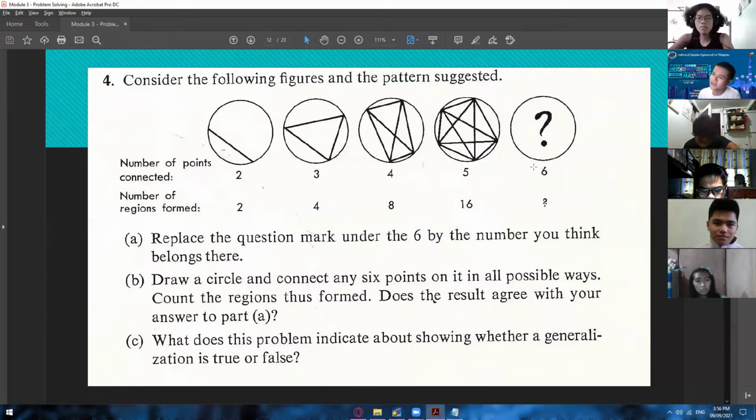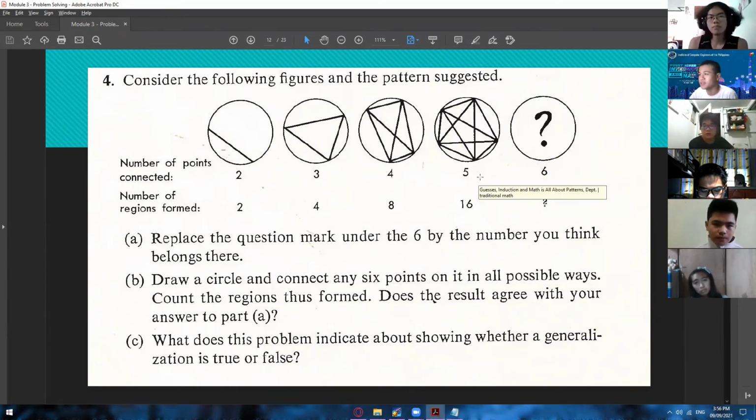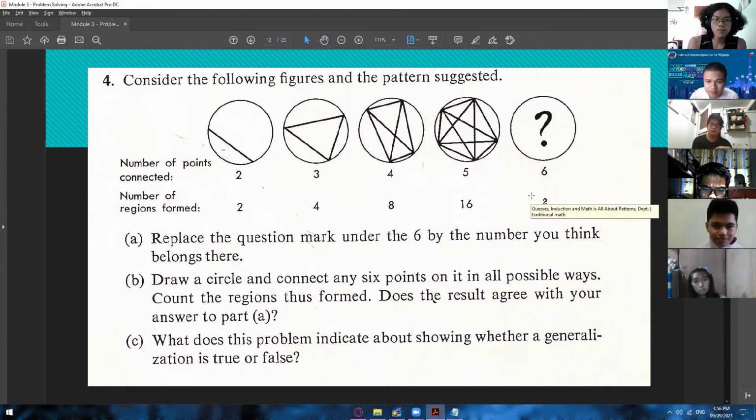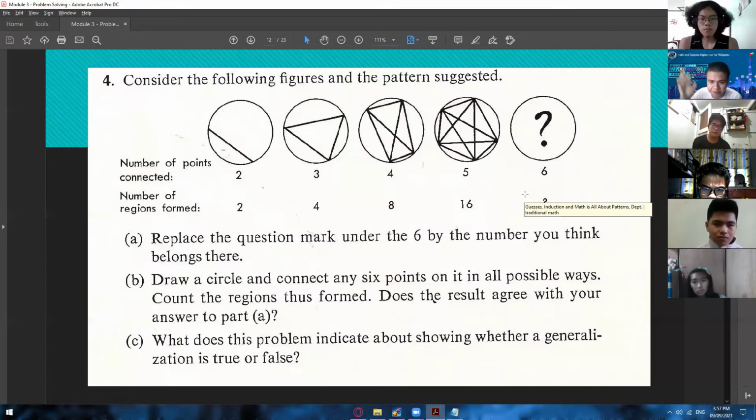With this kind of example, we always use inductive reasoning because we hate to do hassle things. We don't want to waste time, but instead we find a way to predict the next number, or how many regions will be formed if we have 6 points connected to each other. So all of you have an answer of 32. That is your conjecture.